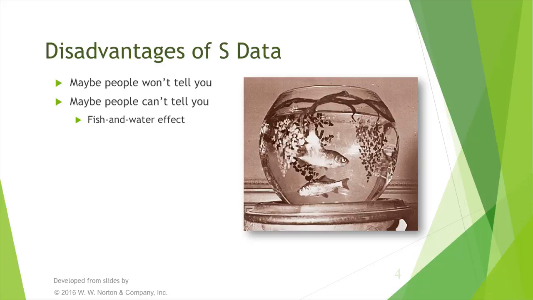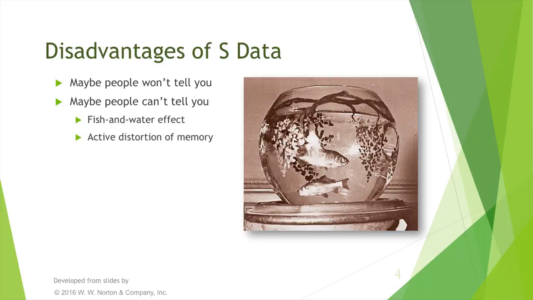Another disadvantage is the fish and water effect. Just as a fish presumably doesn't know it's in water, people may not recognize certain characteristics that they have because they've always been that way. For example, someone who's particularly kind or self-sacrificing may not identify themselves as particularly kind or self-sacrificing because it doesn't occur to them to behave otherwise.